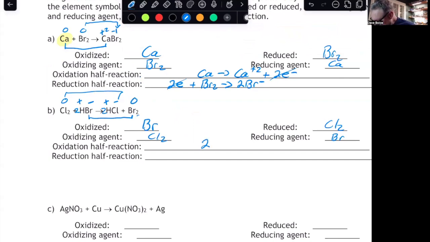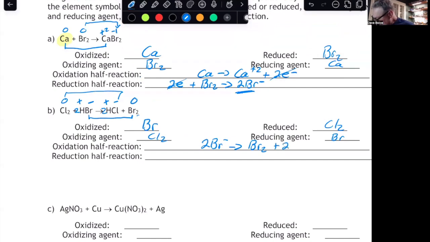So 2 Br minus, all right? So it's right there in the formula, turned into Br2, and that kind of makes more sense as to why I wrote it this way on the previous one.